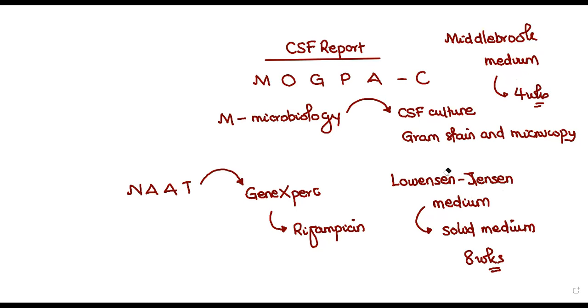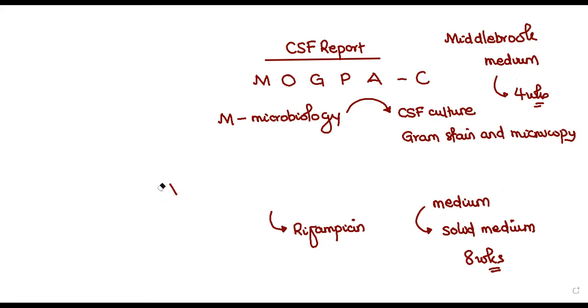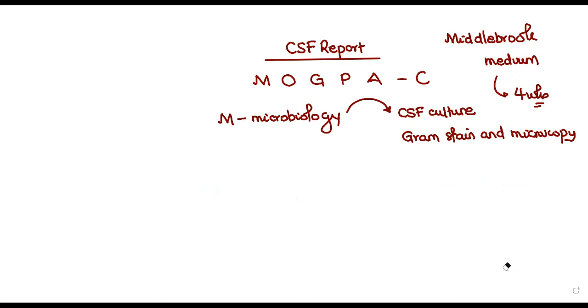So it means that still on microbiology, apart from the Lowenstein-Jensen medium or the Middlebrook medium, you can do a GeneXpert looking for the organism causing the meningitis, for example. Or you can do a PCR, polymerase chain reaction, for viral DNA or RNA. Okay, so all these are under the microbiology.